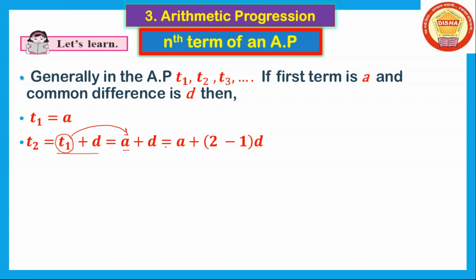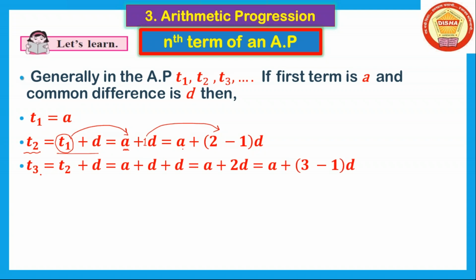Okay, but we have to find the relation of these T2 in the form of number of terms. Okay, here coefficient of D is only 1, so we change this one in the form of here 2 minus 1 into D. Means I change that formula as I am taking this A as it is here, and instead of 1D I am taking here 2 minus 1 bracket D. Means the meaning is same, that is A plus D. Okay, then we find third term.